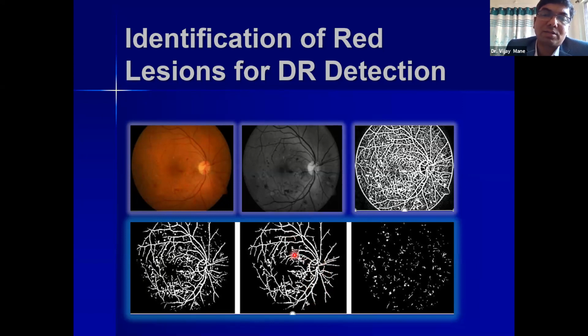So we just remove these blood vessels, the connected components, from the enhanced image, and whatever objects remain in the image are our candidate lesions. So you can see a lot of candidate lesions we can find. It depends on the algorithm that you apply.